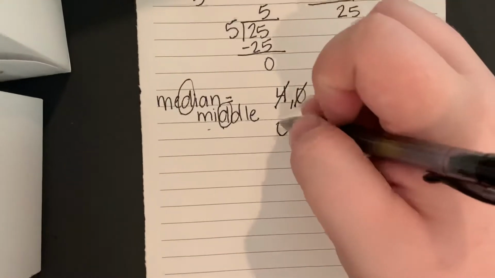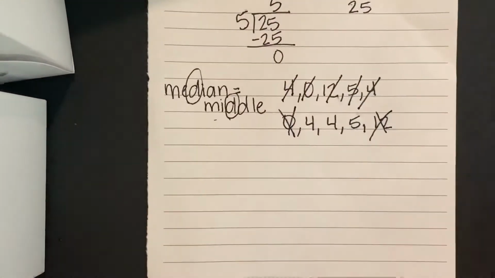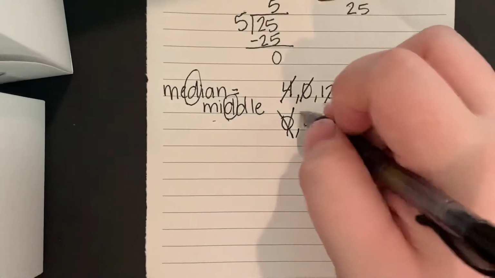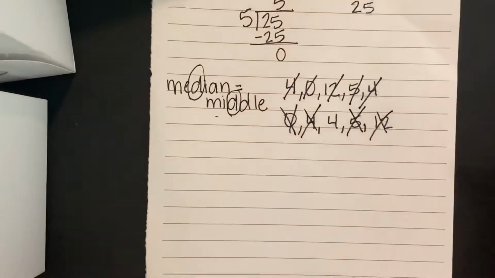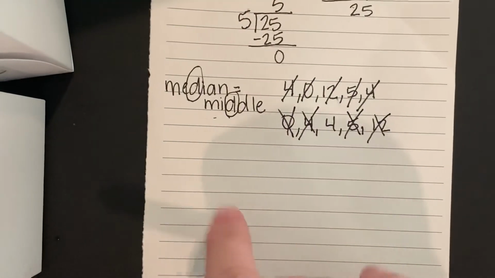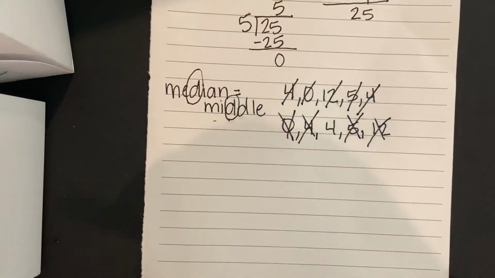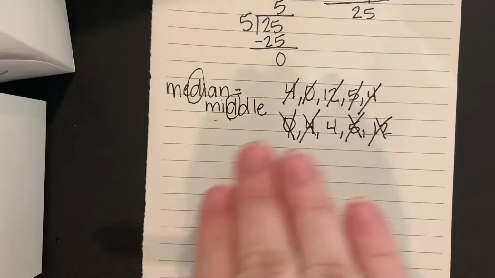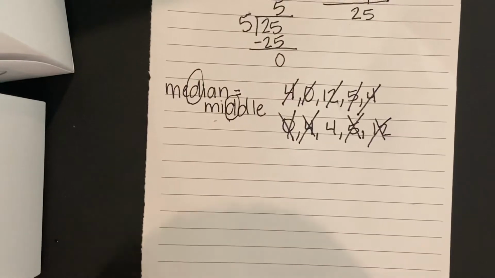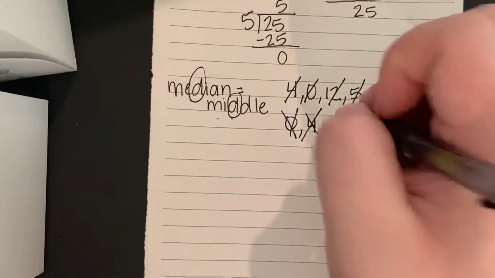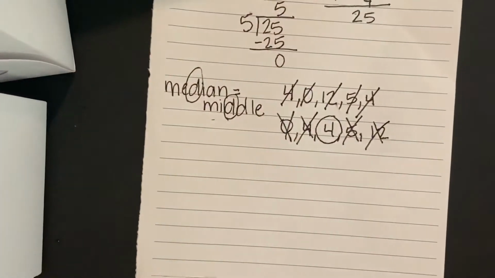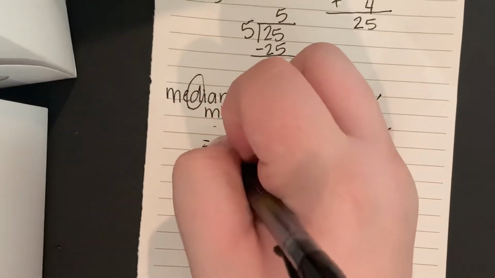So here we go. 1 and 1. 2 and 2. And I'm counting to make sure I keep the same amount of X's on both sides because we don't want to have more on one side than the other. So once I cross 2 off of each side, I can see that 4 is the number directly in the middle. So that is our median. And yes, it is that easy.